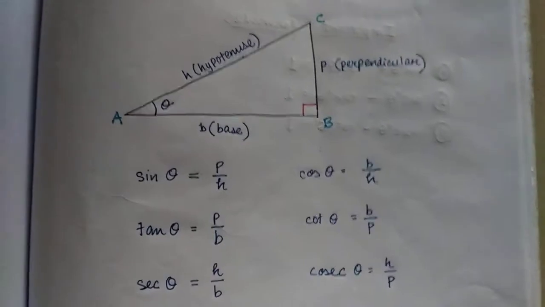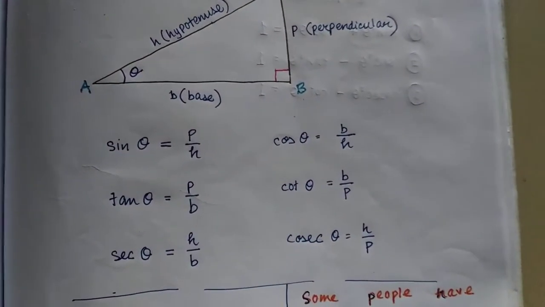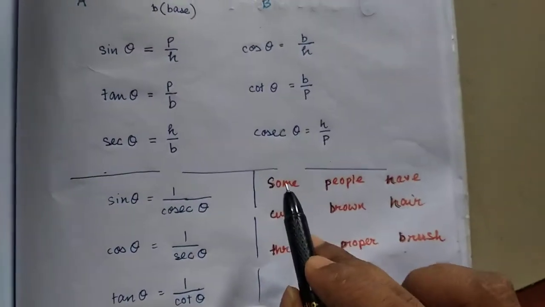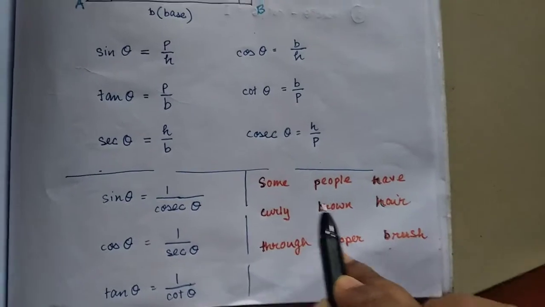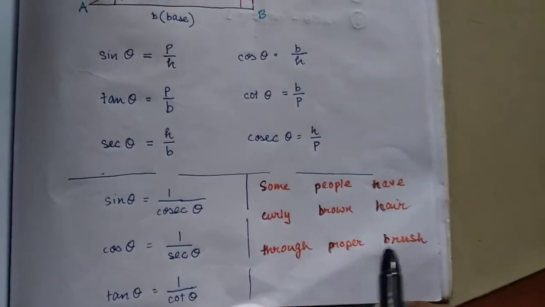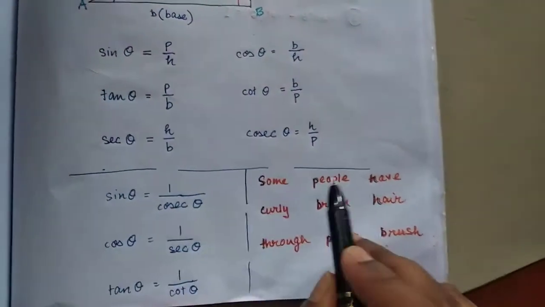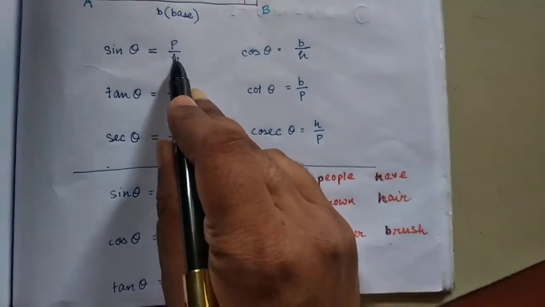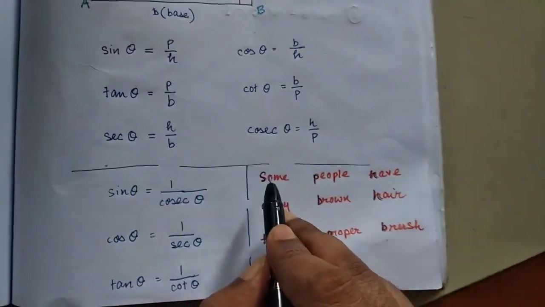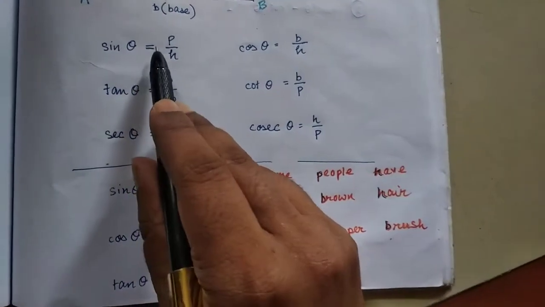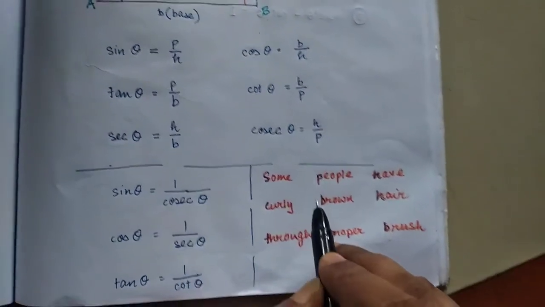And I'm gonna show you one trick to memorize these things. Okay, so you can see this sentence. You have to memorize this sentence. Some people have curly brown hair through proper brush. Here S stands for sine, P stands for perpendicular, H stands for hypotenuse. See, some people have: sine theta is equal to perpendicular by hypotenuse. It's all falling into place.